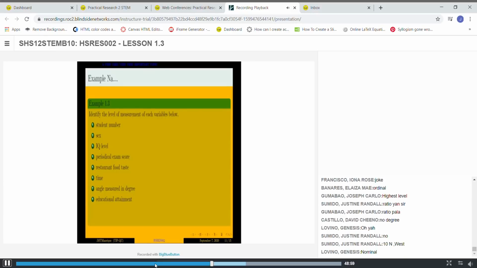Educational attainment. Educational attainment, this is ordinal. What about level of pain? Level of pain. Ang level of pain can be ordinal and it can be interval. Meron tayong kung interval siya, ang gamit natin na unit of measurement is del. Del. Search nyo sa internet yan. This is the unit of measurement of pain.